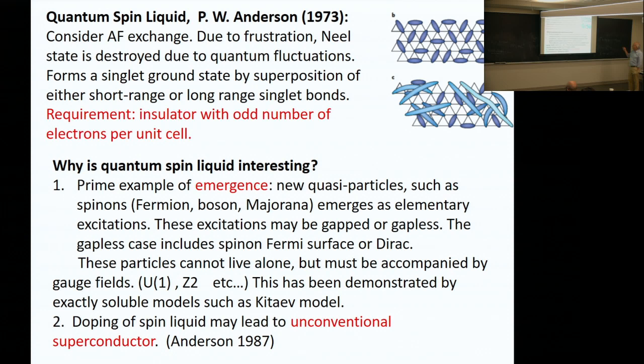Now these bonds don't have to be short range, they can be long range. When it's short range, then it's obviously a gapped system, because the ground state would be a single ground state, maybe, and then you have a gapped excitation. But if you have long range, then it could be gapless. Right. So the requirement is that we have an insulator and we have an odd number of electrons. So we have a half-integer spin, and it doesn't work otherwise. When you have integer spin, then it becomes trivial again, because I can form an SU(2) singlet.